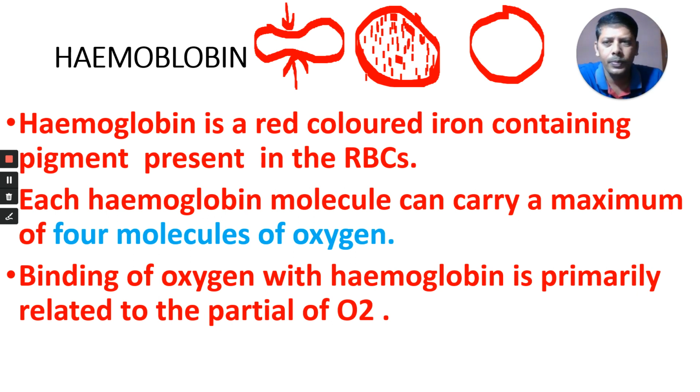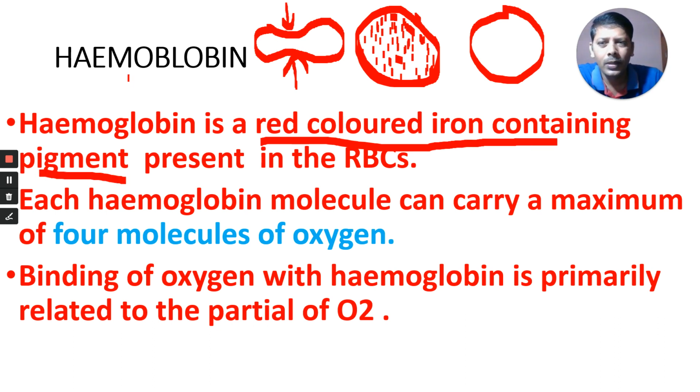These are all hemoglobin molecules. Hemoglobin is a red colored, iron containing pigment. Photosynthetic chlorophyll pigment is a magnesium containing pigment. It is a green color pigment, whereas this is the red color pigment. Chlorophyll consists of magnesium, while hemoglobin is an iron containing pigment. Chlorophyll is present in the thylakoids of the chloroplast. Hemoglobin is present in the RBC, red blood cells.